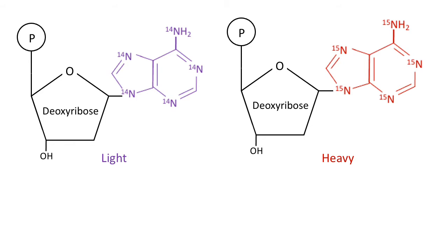And so when the double-stranded DNA was made, you would have light double-stranded DNA from the light bacterial culture and heavy DNA from the heavy bacterial culture. Going forward in this explanation, we will use these diagrams as double-stranded DNA. Purple is light and red is heavy. So let's move on to question 2.